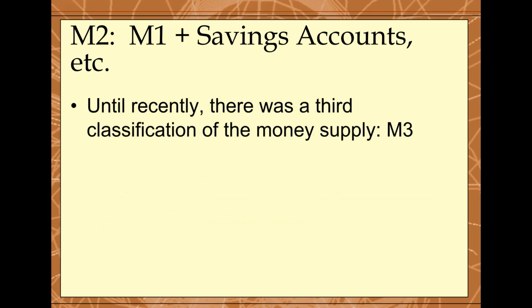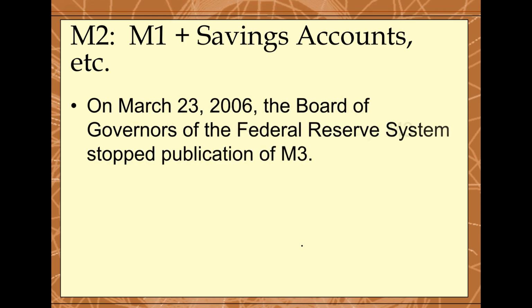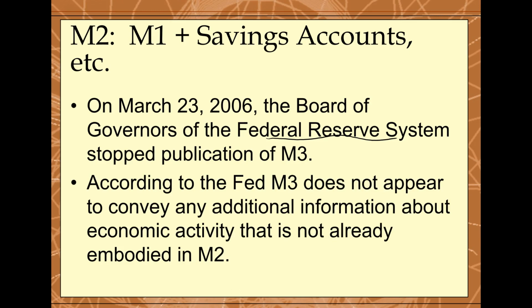Now, like I said before, until recently there was a third classification of money. It's called M3. But on March 23rd, 2006, the Board of Governors, which is the federal oversight component of the Federal Reserve, which is our nation's central bank, and we're going to be discussing that in the next chapter, stopped publishing totals for M3. And according to the Fed, M3 did not appear to convey any more information about economic activity, so it said, let's go with M2. So M2 is considered to be our money supply.